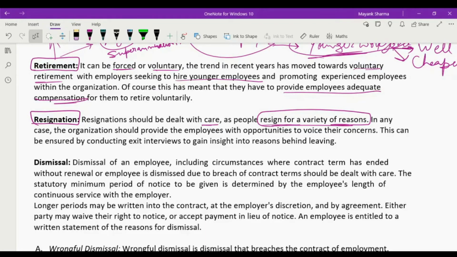In any case, the organization should provide the employees with opportunities to voice their concerns. It is known as the opportunity of being heard. It should be there always. It is one of the principles of natural justice. So always the person who is resigning should be given an opportunity to speak their mind, to present their concerns to the management. This can be ensured by conducting exit interviews. So exit interviews are there in place.